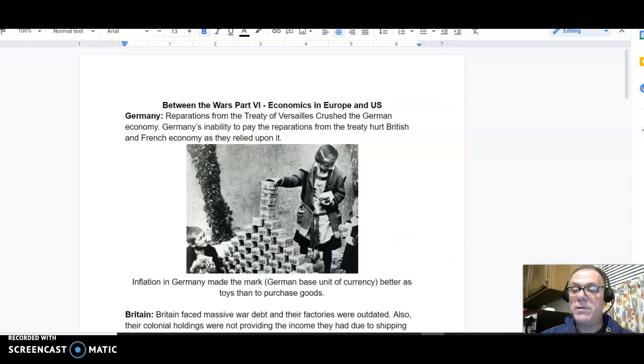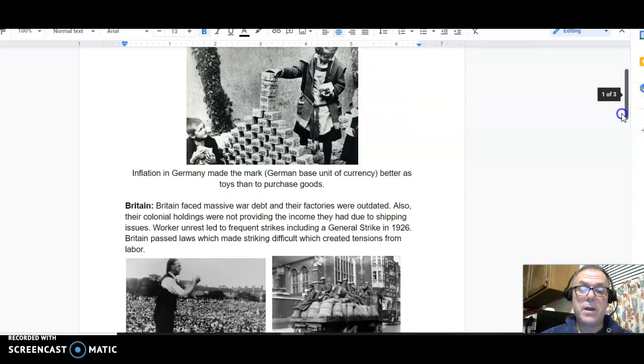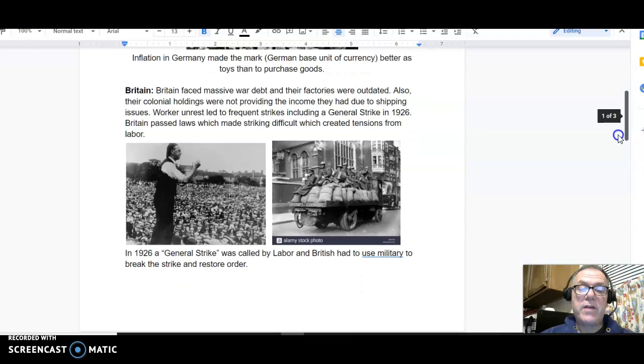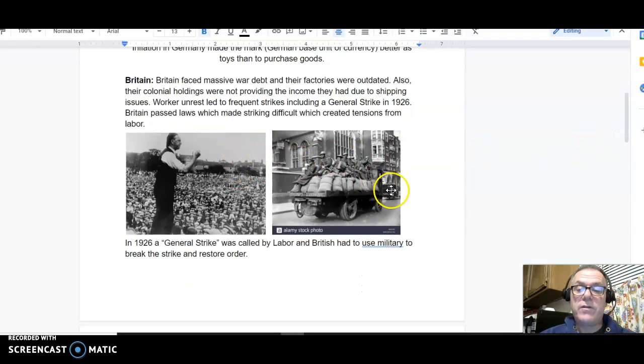The German economy was crushed by Versailles, and it leads to all sorts of problems which are going to lead to a rise in fascism. Britain faces a massive war debt. Their factories are outdated. Wages weren't good. There were labor problems, and in 1926 it results in a general strike where all the major industries go on strike, and the military has to be called in to put down the strikes. This is how bad the economy in Britain was.